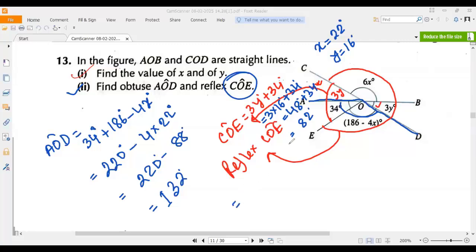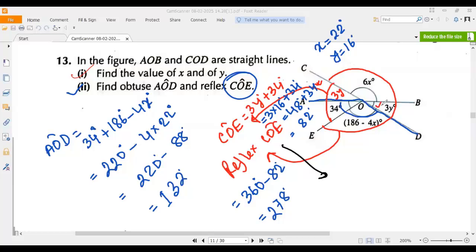Now, what will be the reflex COE? Reflex COE will be 360 degree minus 82 degree. Then the answer will be 8, then 9, then it will be 10. So 7 and 2, 278. So this is one method. Now I want to show you another method.